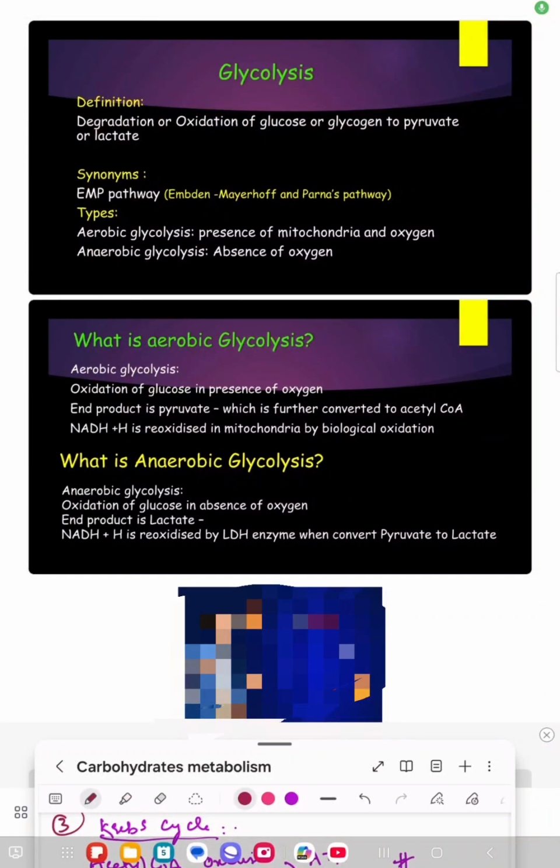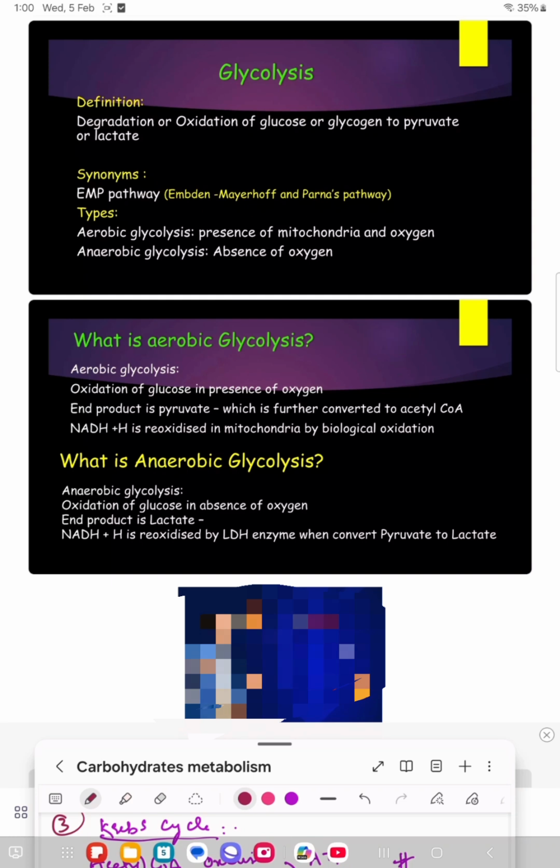So today our topic of discussion will be carbohydrate metabolism, that is glycolysis. The first part will be glycolysis. As you all know, in carbohydrate metabolism there is breakdown of glucose. First of all, the glucose will be broken down into pyruvate, which is known as glycolysis.